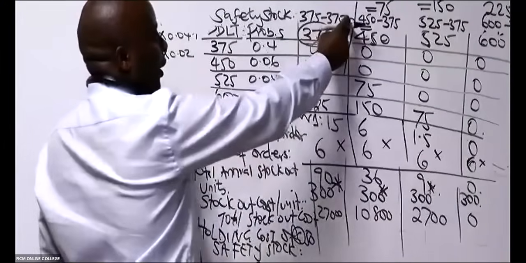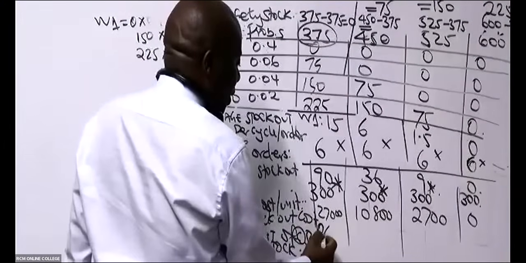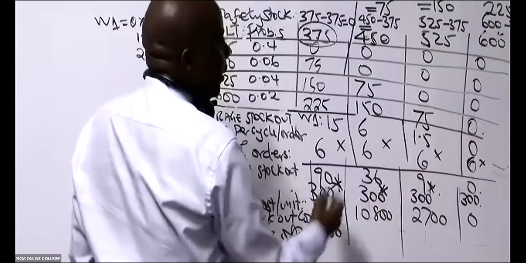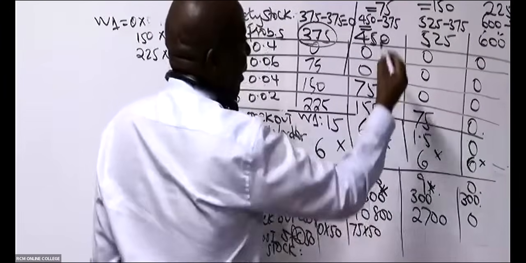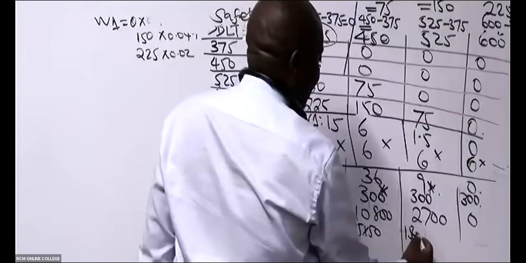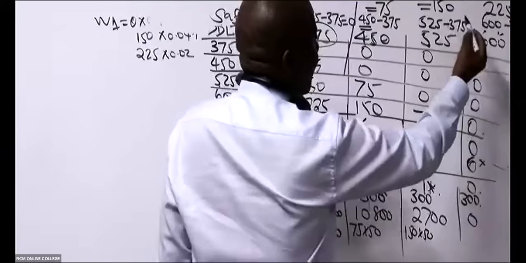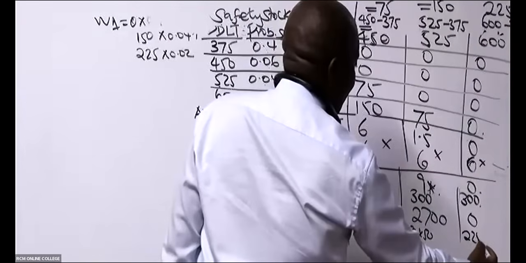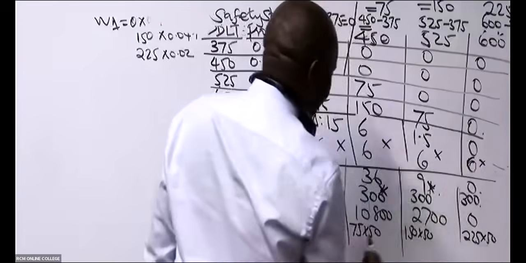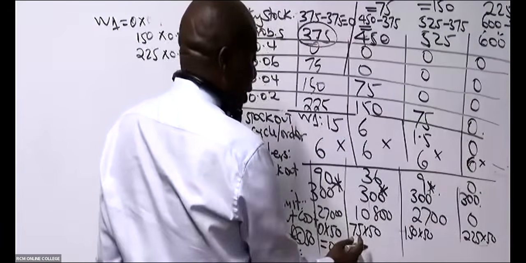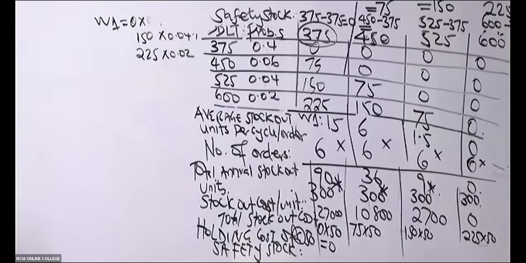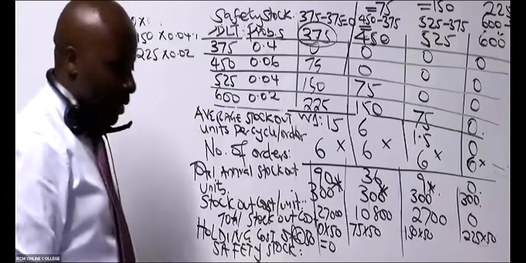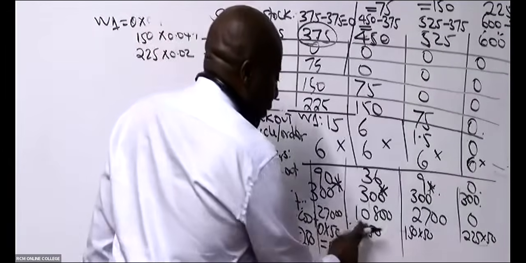So now the first one, the safety stock is 0, so it will be 0 times 50. This will be 75 times 50. This will be 150 times 50. The last one will be 225 times 50, like that. So the first one will be 0. Is there somebody who could give me the second one? 75 times 50. I'm being given 3750.